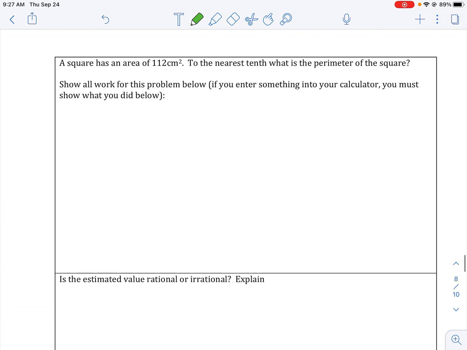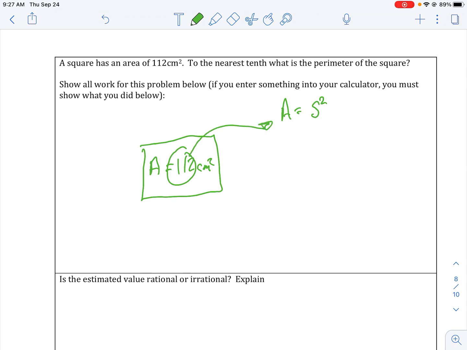So here we go again. A square has an area of 112 centimeters squared. To the nearest tenth, what is the perimeter of the square? So area of a square is side squared. So again, I'm substituting the area in for A, so 112 equals S squared. To get S by itself, or to find the length of one side, we must square root.